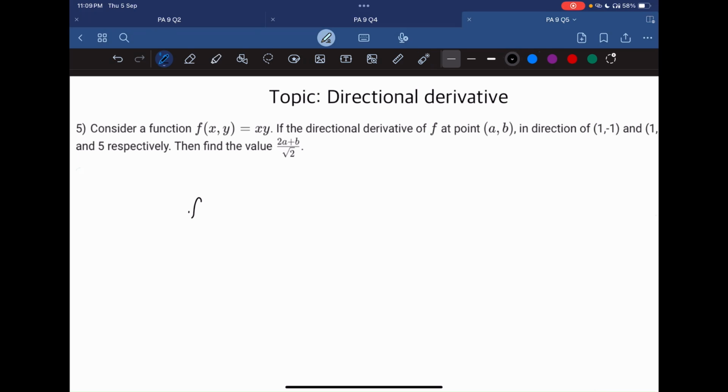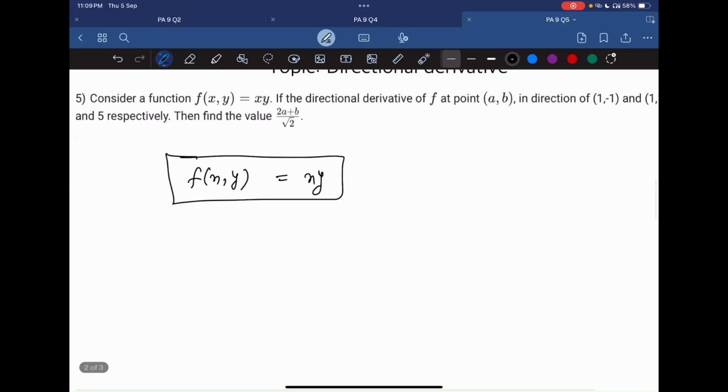So now, given our function f of x comma y equal to xy, we can directly find its directional derivative by just doing the dot product between the gradient of the function with the unit vector in which we want to find the directional derivative. So the gradient of the function is y comma x. It is the vector of the partial derivatives.